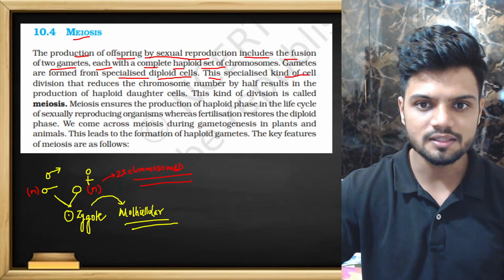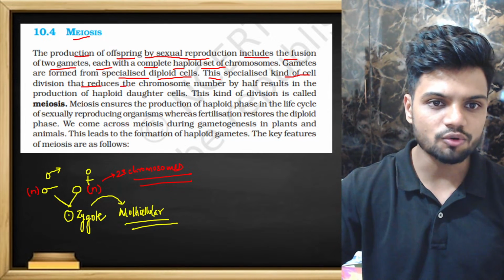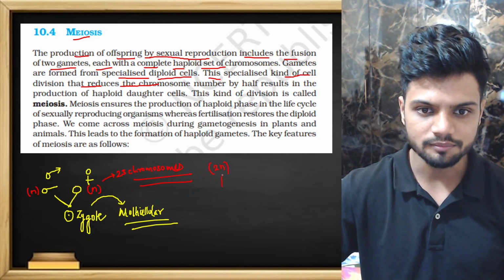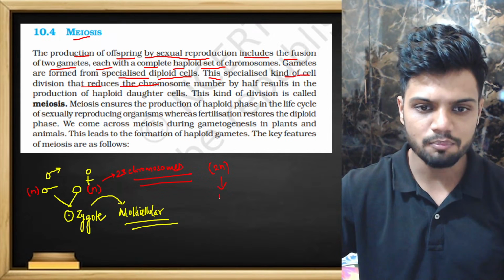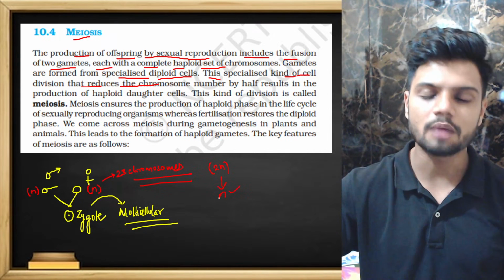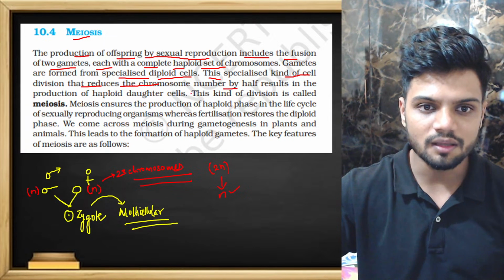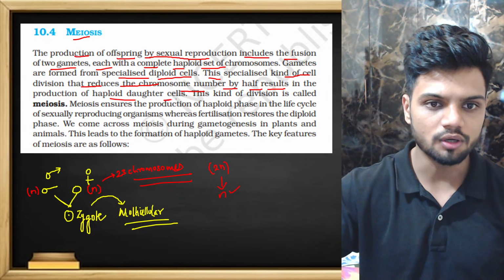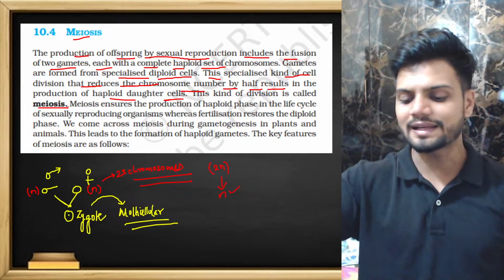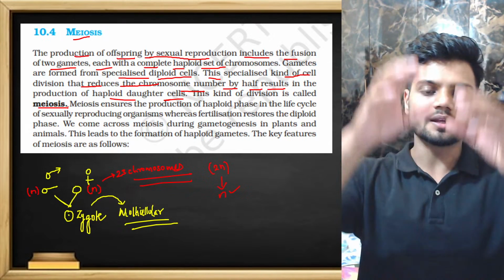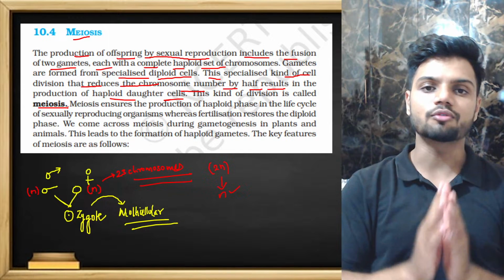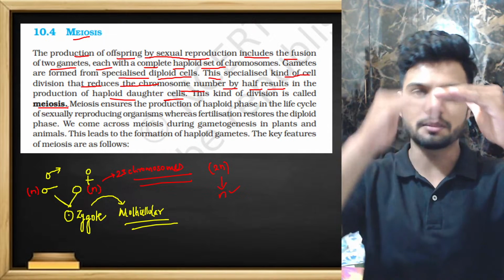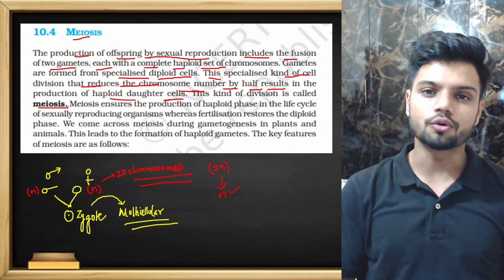Now this kind of cell division that reduces the chromosome number, that is, from diploid we're getting a haploid set of cells, diploid to haploid, so that the chromosome number is halved as a result of the production of haploid daughter cells, is called meiosis. So what exactly happens, students? In the case of meiosis, there is a change in the number of chromosomes. From the diploid number of chromosomes, we get the haploid number of chromosomes.